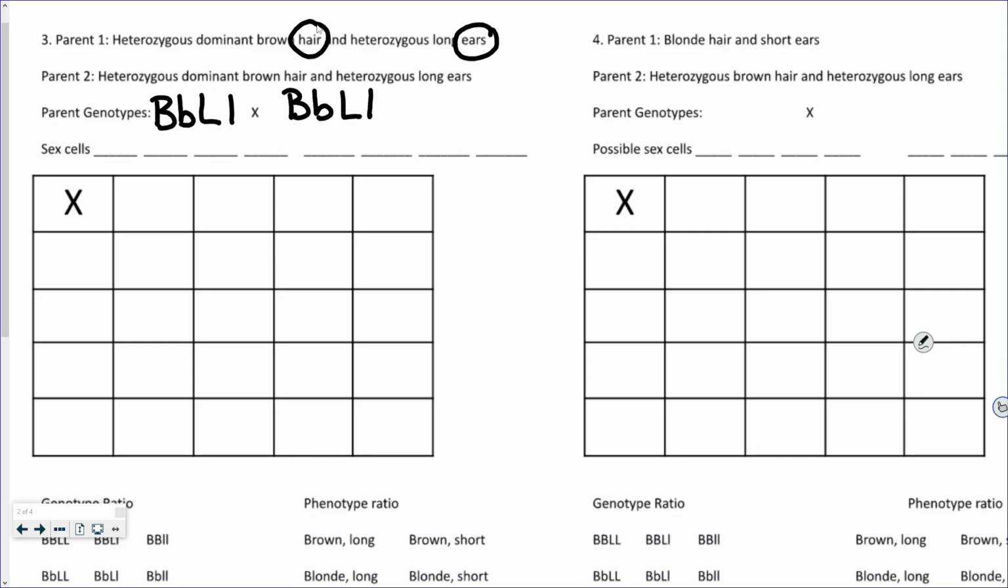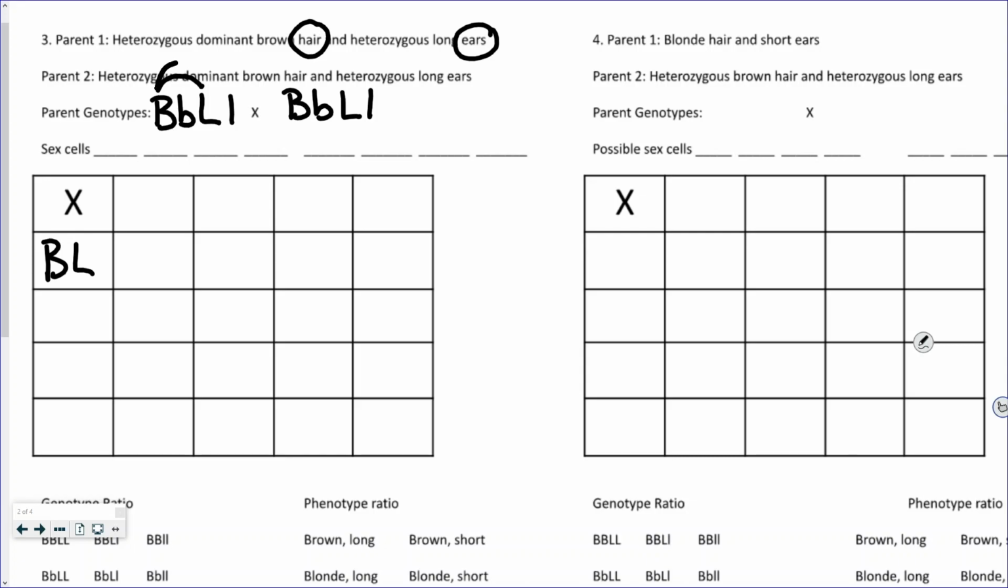Now from here I need to determine what the possible sex cells are going to look like. So it's important to remember that each parent will donate 1 copy of each trait to their children. So each parent's going to donate 1 B and 1 L. I just need to figure out which sex cells I possibly could make. My preferred method is the foiling method, where I go with my first B and my first L, giving me capital B, capital L, which I'm writing over here on the side.